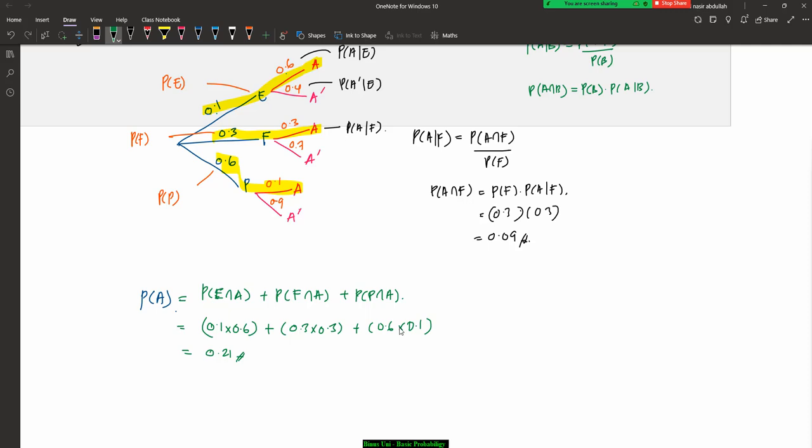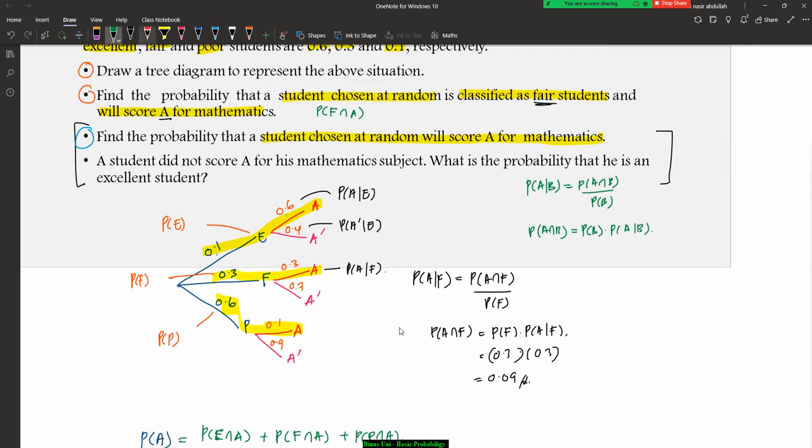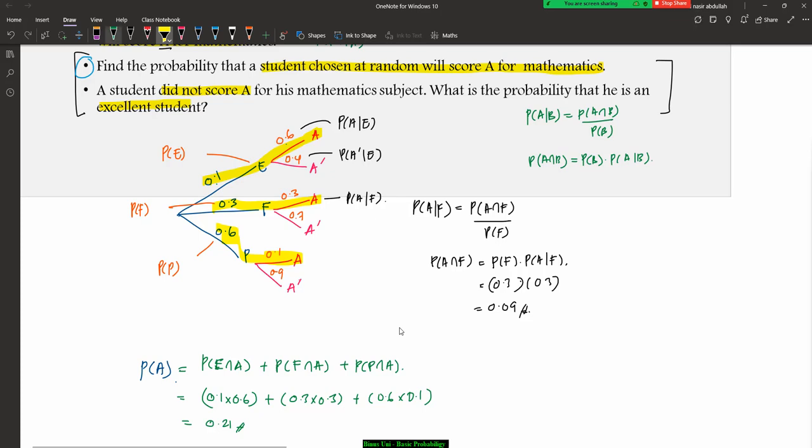So the last question: a student did not score A for his mathematics subject. What is the probability that he is an excellent student? So this is where the Bayes theorem comes in. We are trying to work backward. Now, understand the equation. The probability that the student did not score A, so A complement, and we want to know the probability that he is from the excellent group.